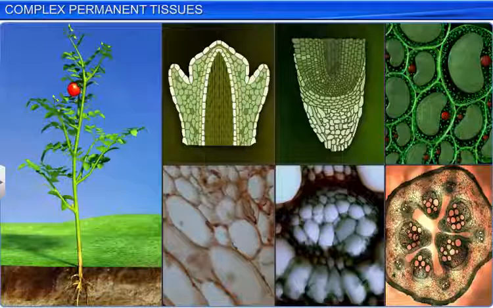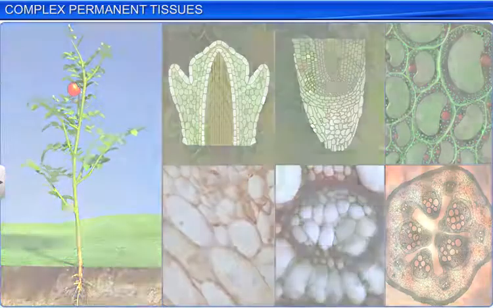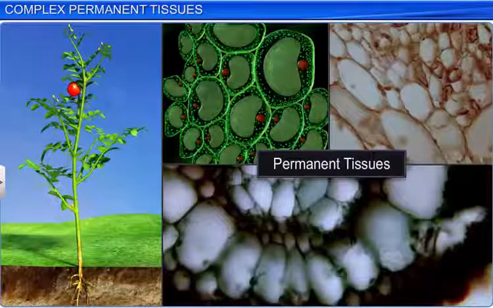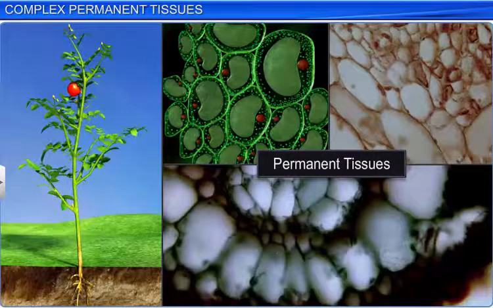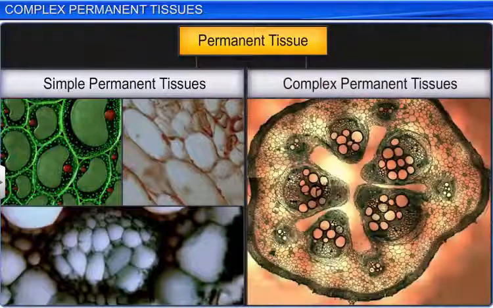Like all living organisms, the cells in a plant are also grouped into various tissues. Permanent plant tissue is a group of cells which are complete in growth and usually incapable of meristematic activity. Permanent plant tissue is of two types: simple permanent tissues and complex permanent tissues.